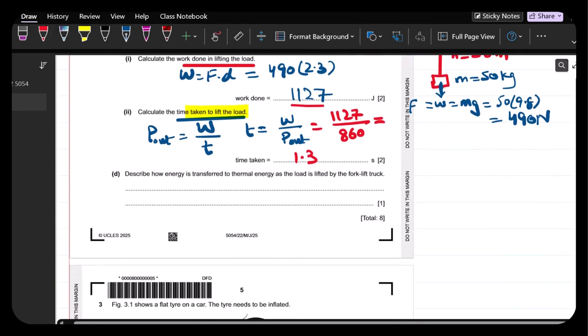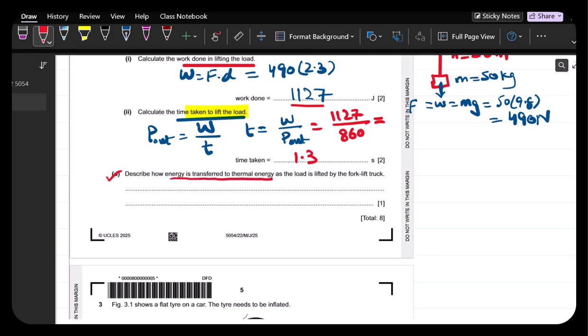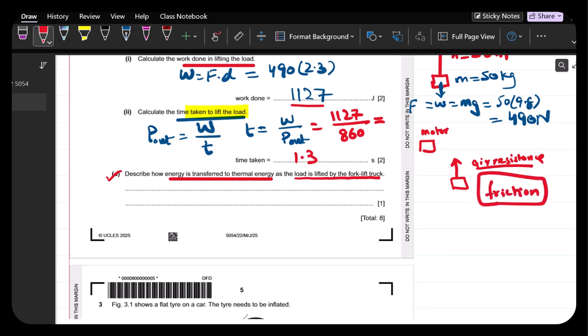Now we have the last part of this question, part D. Describe how energy is transferred to thermal energy as the load is lifted. So when the load is being lifted, air resistance will be there, or you can say the motor is working. When the motor is working, friction will occur. When friction occurs, it means thermal energy. Energy is converted to thermal energy, or the motor is working against gravity, or you can say resistance.